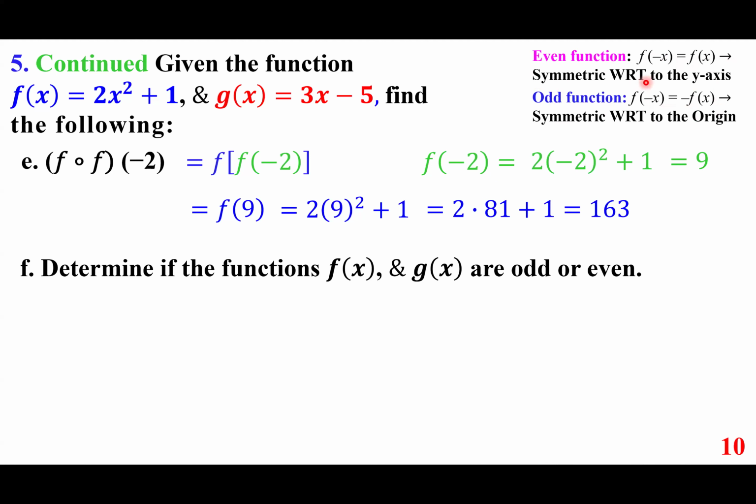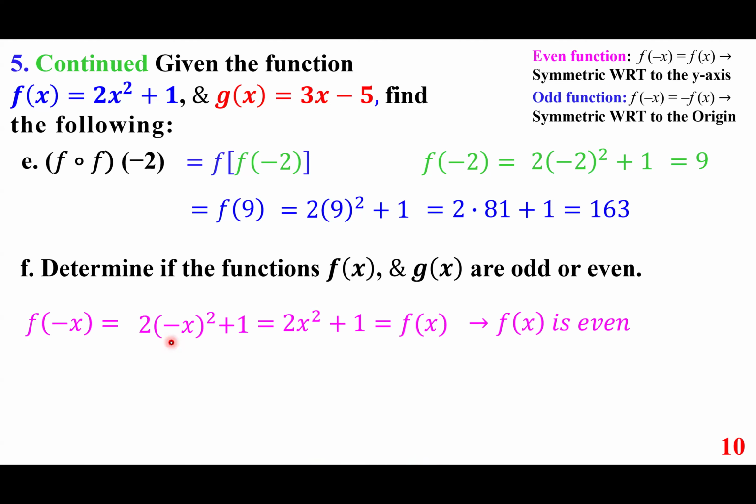So evaluate f of minus x, and evaluate g of minus x. For f of minus x, replace the x with negative x. So minus x quantity squared is still the same as x squared. So this is 2x squared plus 1, the same as f of x, and therefore it must be an even function because nothing has changed.